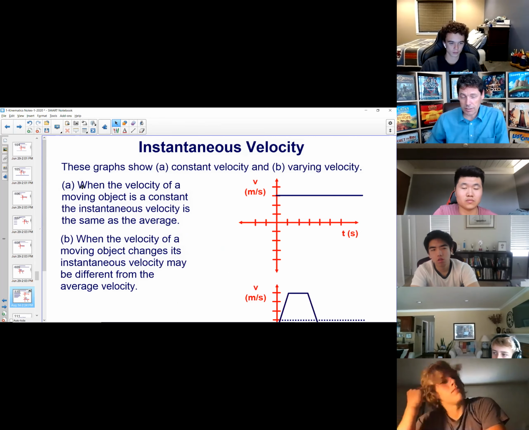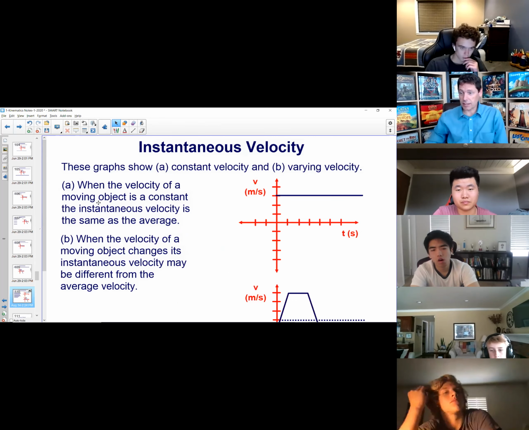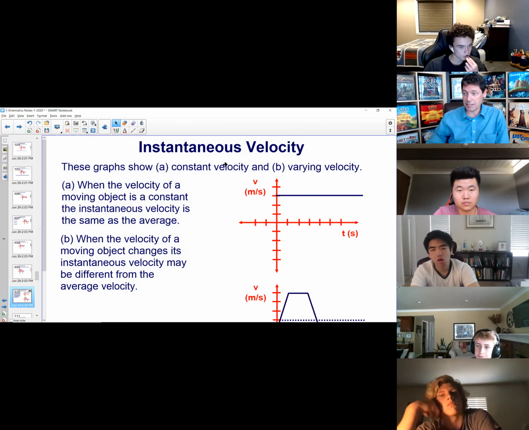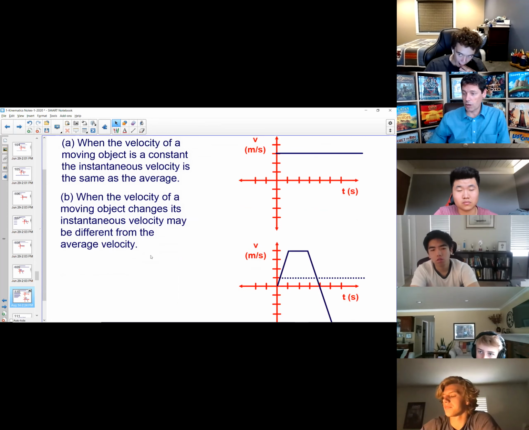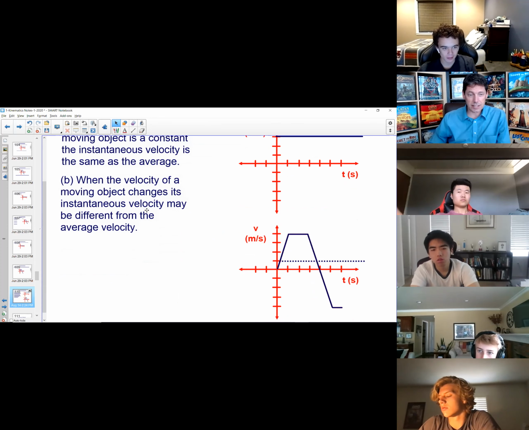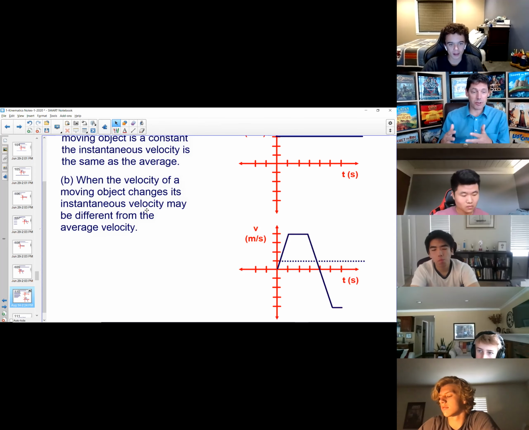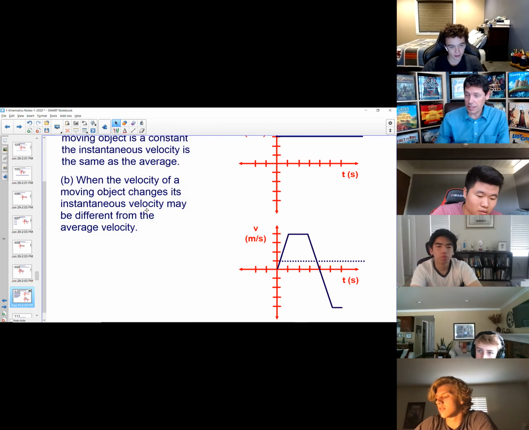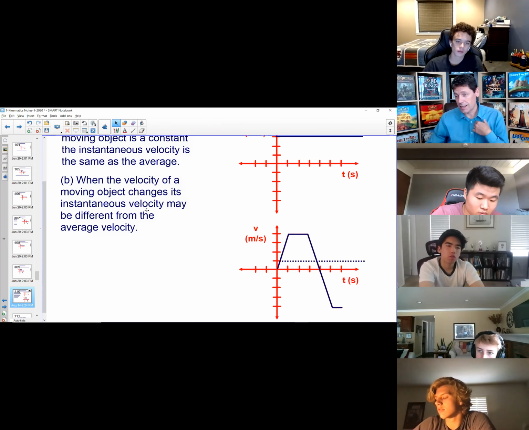So the real conclusion here is if we have something like example A, this top graph that has a constant velocity, if the velocity is constant, then the instantaneous velocity is the same as the average because it's not changing. But when we have something where the velocity is fluctuating, then that changing velocity means the instantaneous velocity may be different from the average. It depends on what instant we're looking at and what the average would be depending on which time frame we're looking at. So just making sure you understand that the instantaneous and average would be the same for constant velocity, but probably different in most scenarios if it's got a changing velocity.